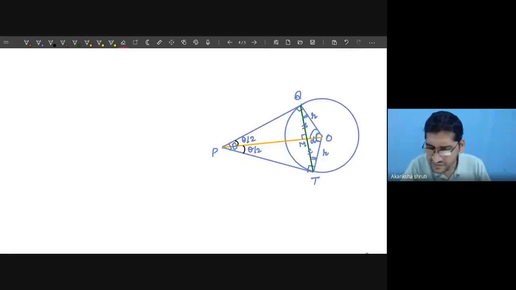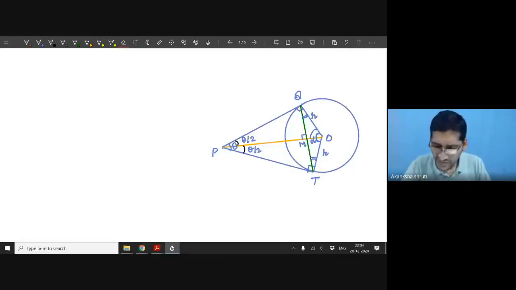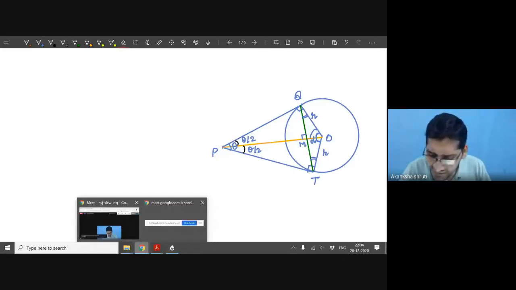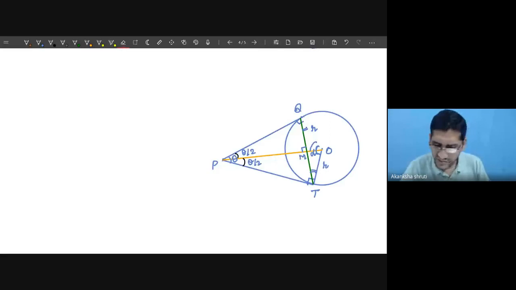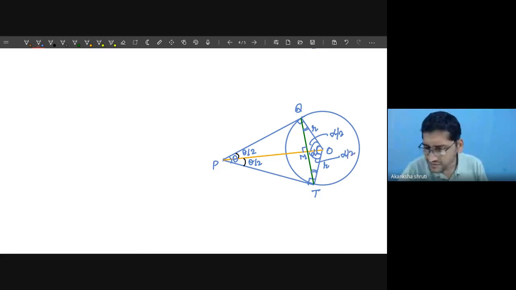Alpha by 2 and alpha by 2. This is our alpha by 2. So write this as alpha by 2. This angle will again be alpha by 2. So what is the relation between this alpha and theta? That is what we want to write.